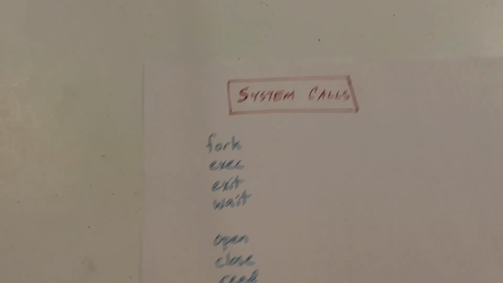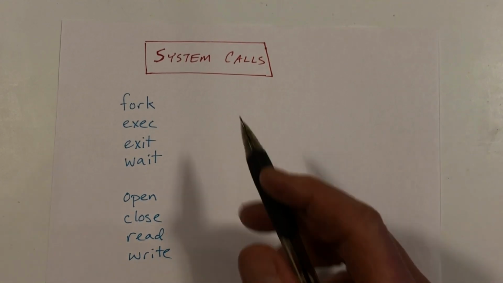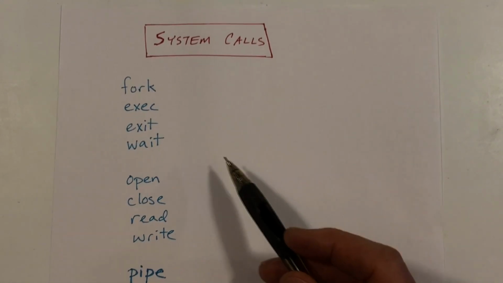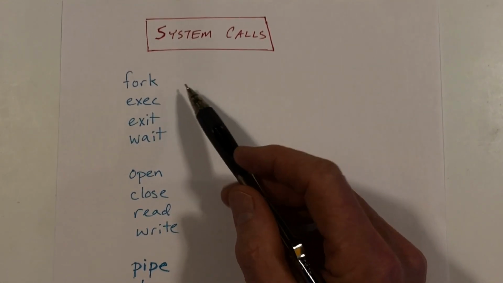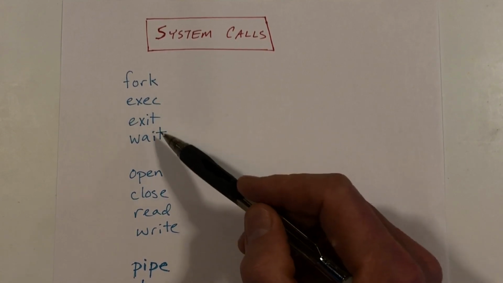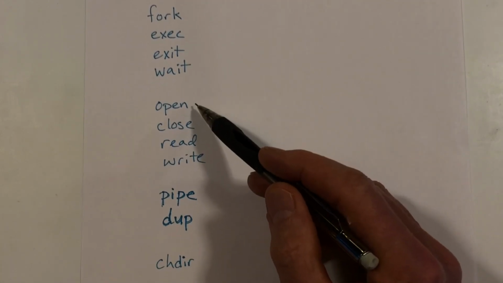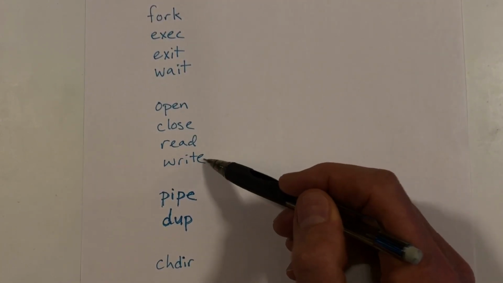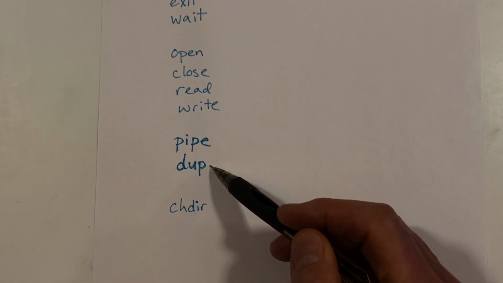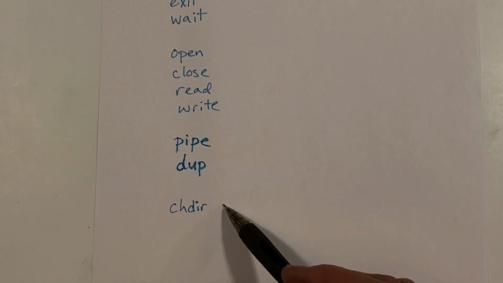XV6 gets by with only about 20 system calls, and yet it really is truly a Unix system. The shell that we're looking at here only uses 11 system calls. For process control, it uses fork, exec, exit, and wait. For I/O, it uses open, close, read, and write. And for pipes, it uses pipe and the dup system call. And finally, the change directory system call for changing the working directory.